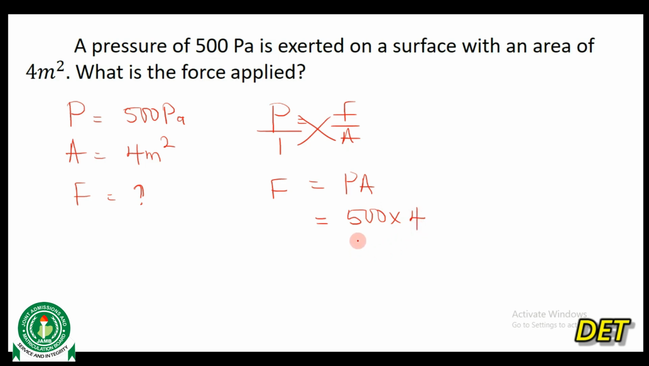500 times 4 is going to give us 2000, right? So my force is equal to 2000 Newton. This is the answer to this question.